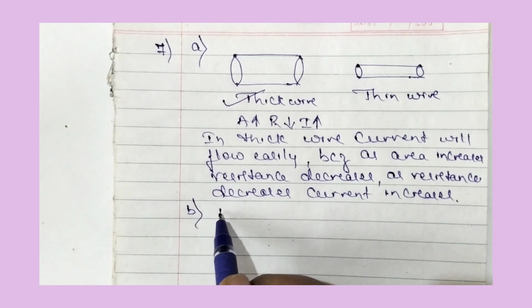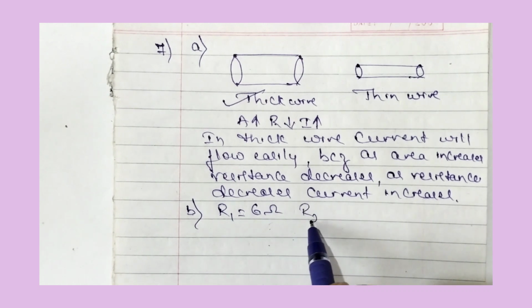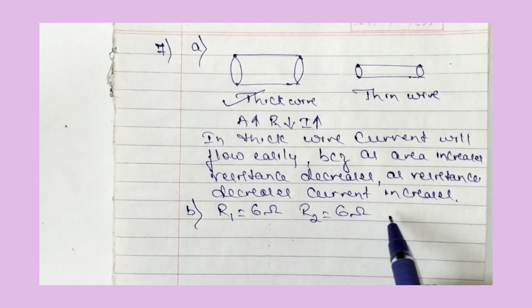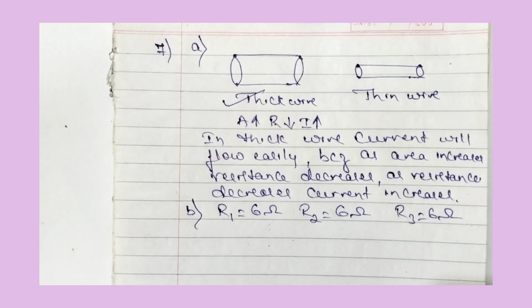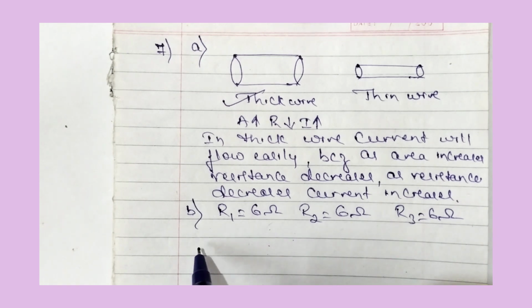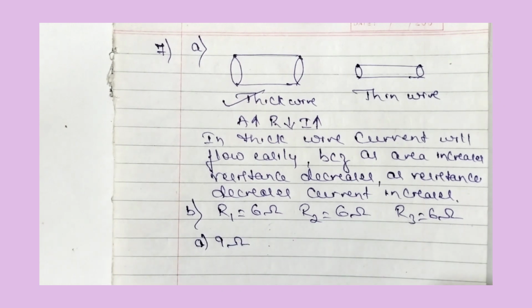So there are three resistors. R1 is equal to 6 ohm, R2 is equal to 6 ohm, and R3 is also 6 ohm. All three resistors have the same resistance. Now we have to get 9 ohm resistance. So to get 9 ohm resistance, how should these three be connected?